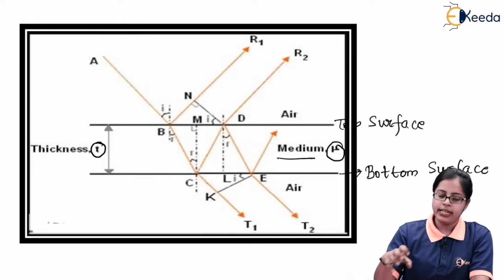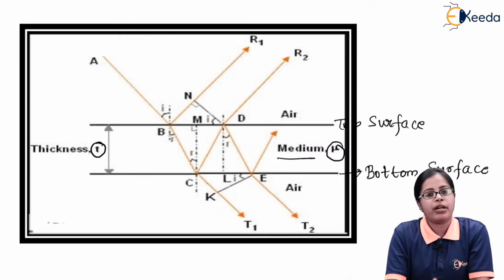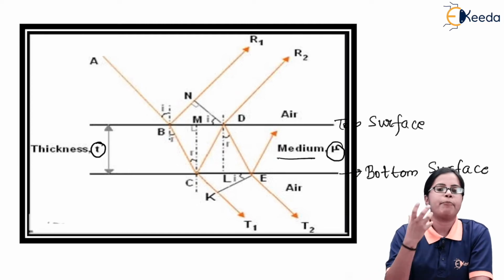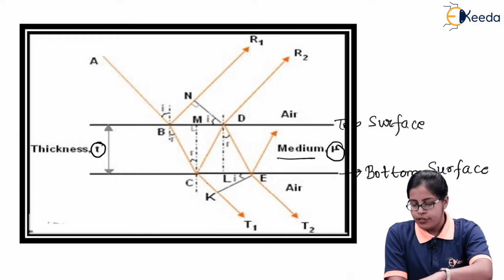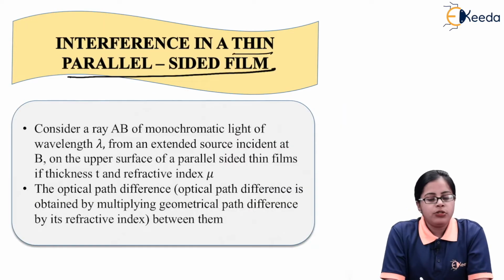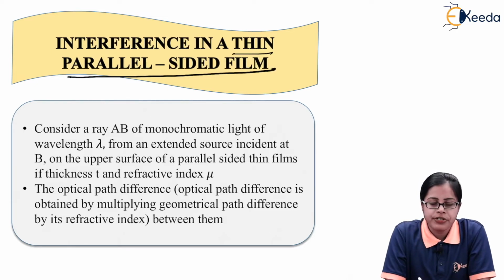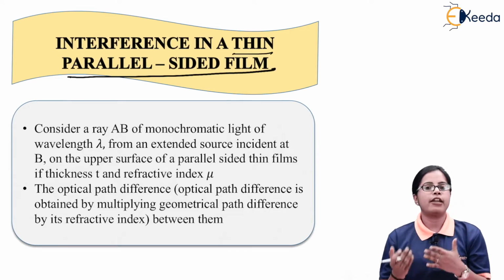Next, as you can see, there are many rays of light indicated in the diagram. So let's look at the diagrammatic representation of the thin film. Whenever we talk about the sources of light which we use for thin film interference, the sources should be extended sources. They should obviously not be narrow sources. Now, what is the advantage of an extended source over a narrow source?